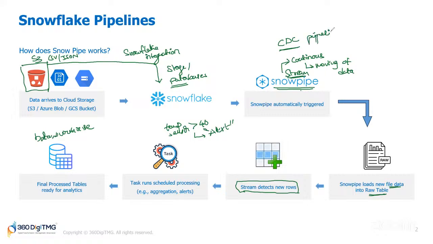You can also add one more word here, event-driven. Event-driven CDC pipelines. Why? This Snowpipe will be triggered. It will run only when an event occurs. What is that event? Data comes into the database and it will fetch the new data. So this is like an event-driven CDC pipeline.